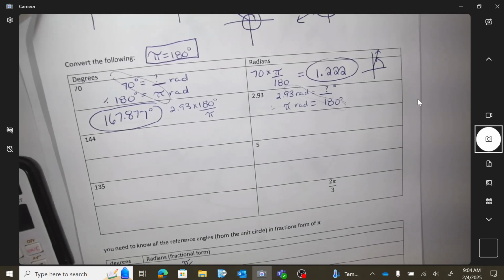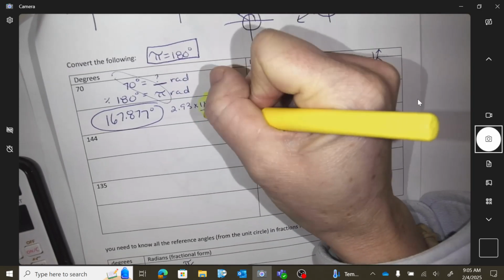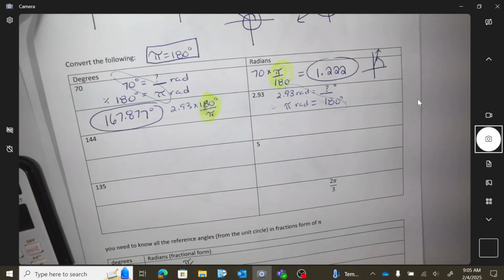Okay, I'm done showing you this the long way. That was the long way. I made a proportion, I did a cross multiply. So here's what I always do. You have 2 choices. These are your 2 scenarios. You're either going to times by pi and divide by 180, or you're going to times by 180 and divide by pi. Okay, those are the 2 options.